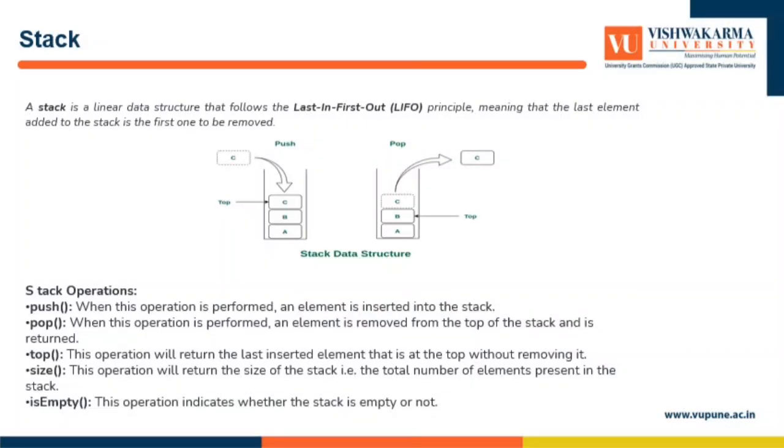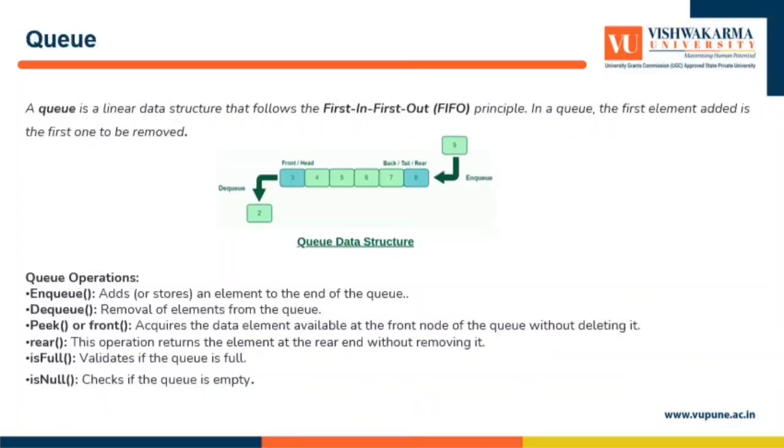So let's see the queue. A queue is a linear data structure that follows the first in first out, that's the FIFO principle. In a queue, the first element added is the first one to be removed. Following is a diagram which can explain the FIFO principle. There are many queue operations such as enqueue, dequeue, peek or front, rear, is full, is null.